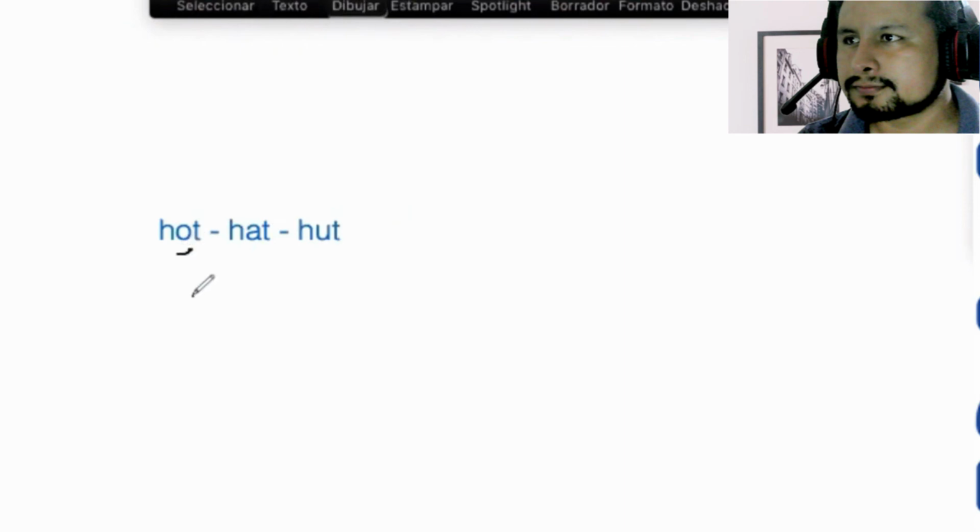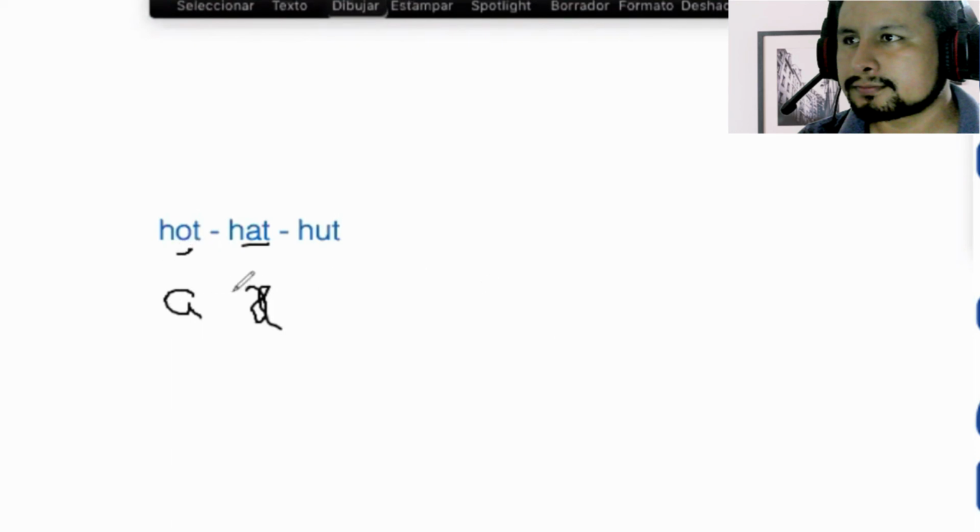This is the ah sound. Hot. Now you know that for the ah sound, you have to open the mouth and the tongue is in the center, right? Hot. This is easy because it's like the Spanish sound. Okay, how about the second? It's not the same vowel. In this case, this is the a sound. Hat, hat. You see the difference now.